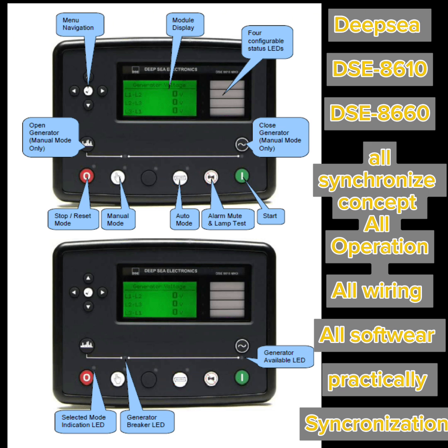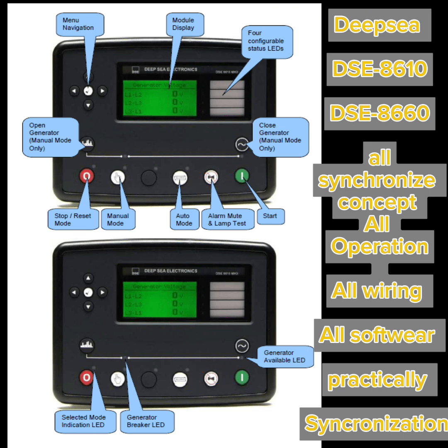And next button is alarm mute and lamp test. If you want to test your lamps, you press this button and all your controller lamps are tested. And if you have any alarm on this controller, then you can press this button and your alarm is silenced.